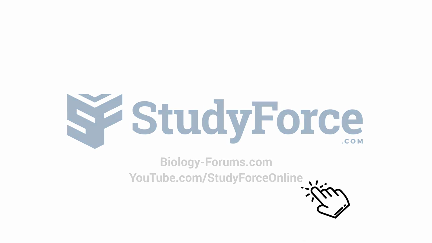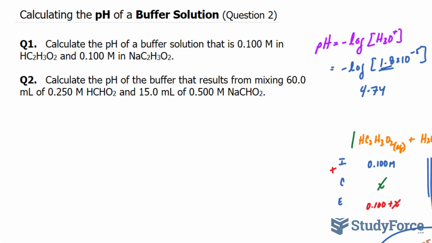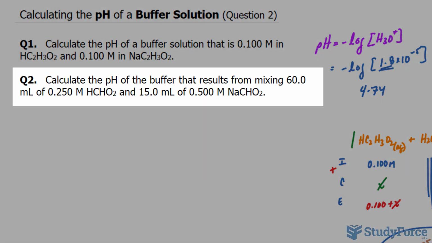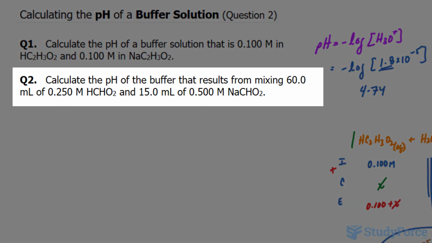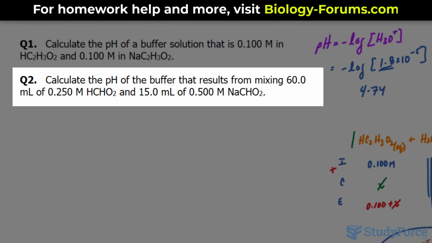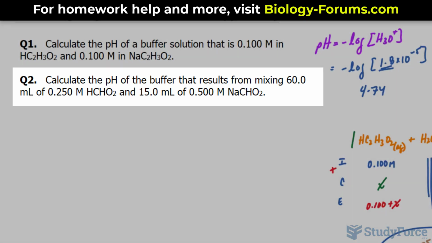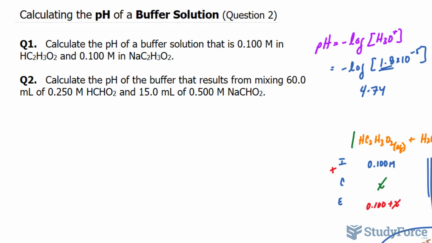Welcome back to question 2 of this series where we learn how to calculate the pH of a buffer solution. Question 2 reads, calculate the pH of the buffer that results from mixing 60.0 milliliters of 0.250 molar formic acid and 15.0 milliliters of 0.500 molar of NaCHO2. What we have here is an interesting situation where two solutions are being combined.